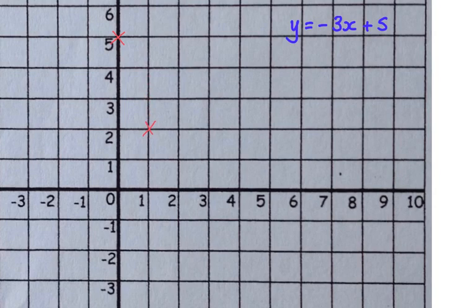So plotting that first point and continuing 1 unit to the right, 3 down, and continuing beyond. We then join up those points and we would extend that straight line further down and further up. And we now have the graph of y equals minus 3x plus 5.